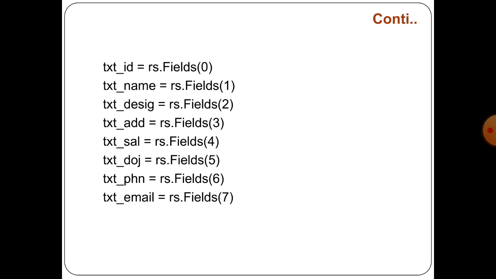Text name is equal to rs.Fields(1). Text designation is equal to rs.Fields(2). Text address is rs.Fields(3), and salary is rs.Fields(4), the date of joining we have taken in field 5, phone number in field 6, and email in field 7. So whatever data we have taken will be given in the form of a text box. It will display the data in that particular text box. So these are the records we have in this particular employee database. Like that we can maintain the connection.